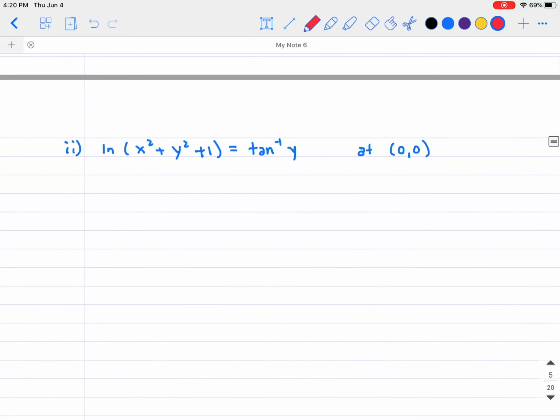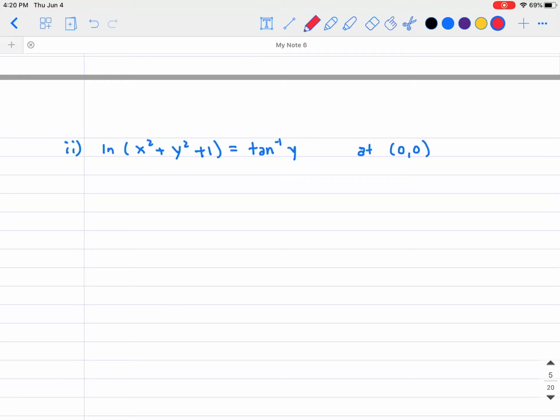All right. So let's take one last example of this. Something a little bit more difficult. Again, what I want to do is take this equation and find out what the slope of the tangent is at the point (0, 0). So we can go ahead and try to do this together then.